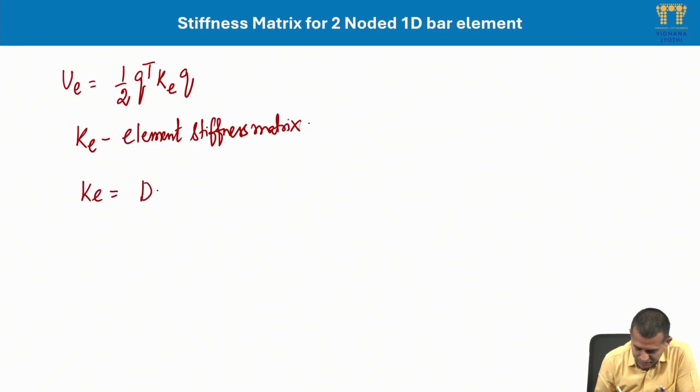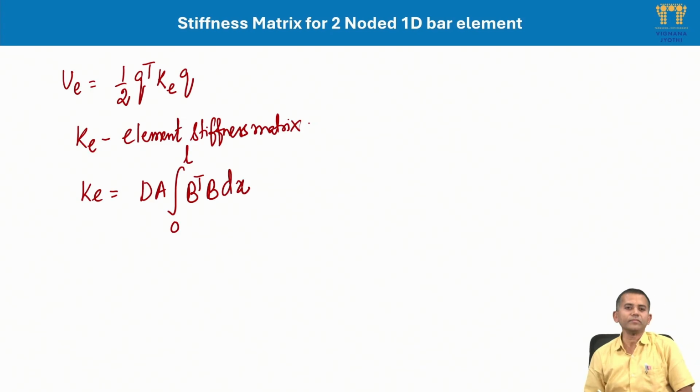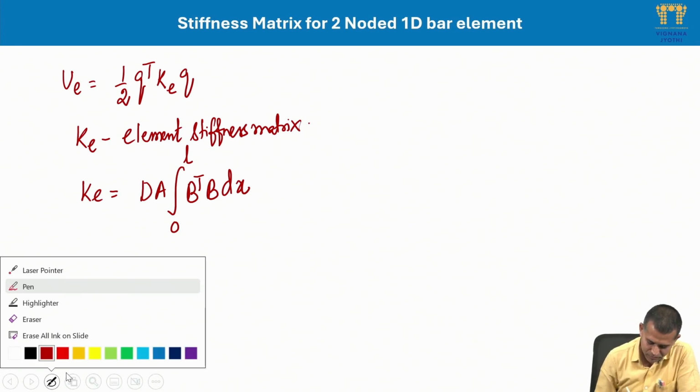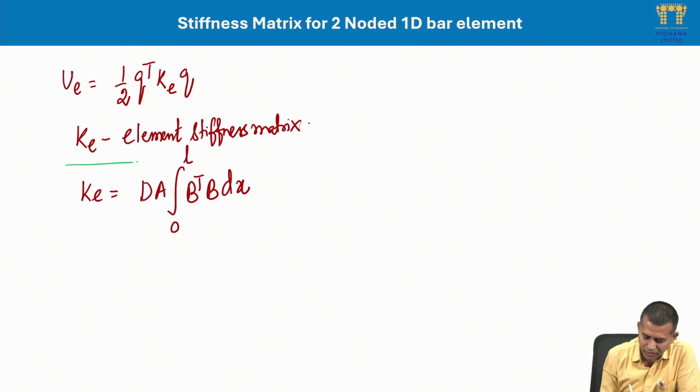You can see that it has D A, so the integral from 0 to L of B transpose into B into dx. B transpose into B into dx. So this is an important expression. This is a very important expression.